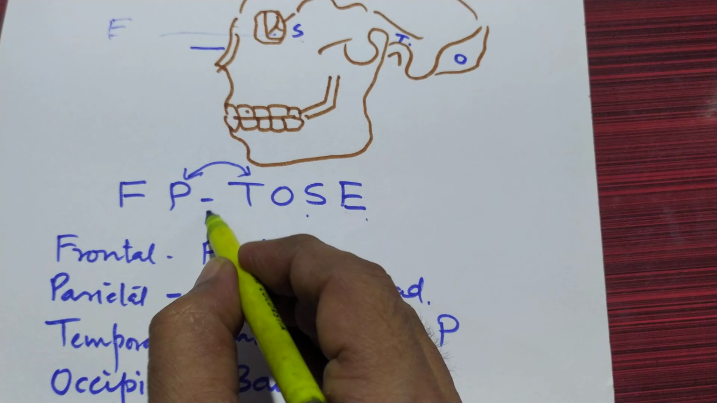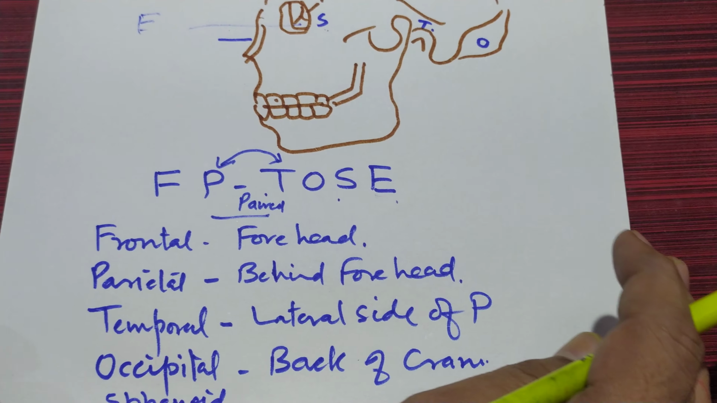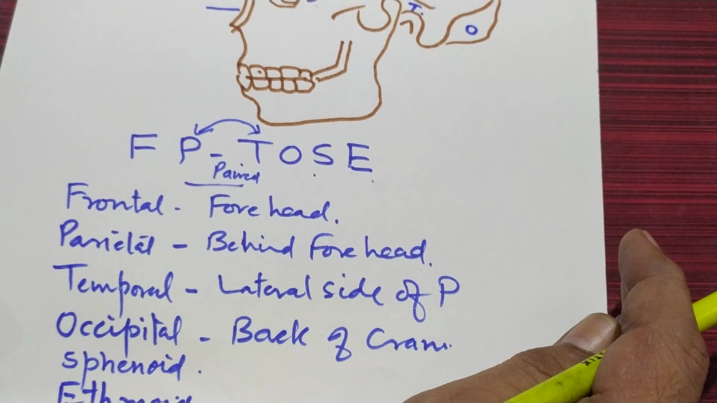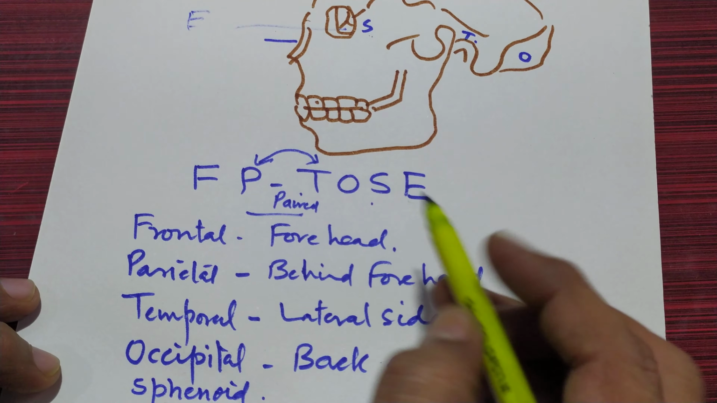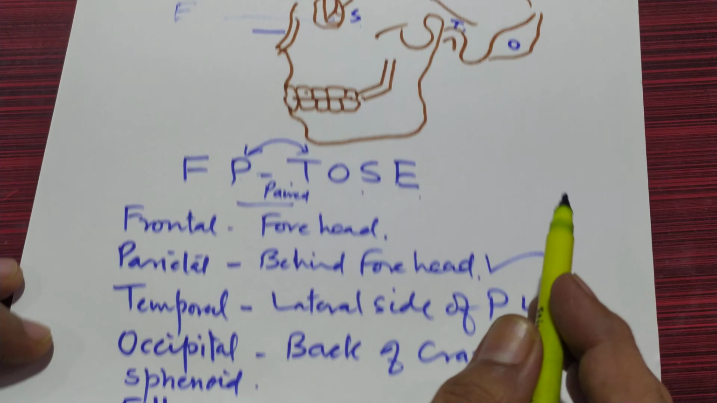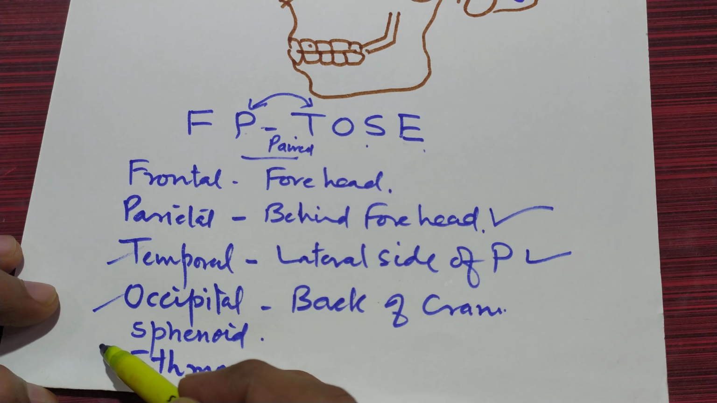Out of these, 2 bones, P parietal and T temporal, are paired. You have to remember this one. In the PMT exam, NEET exam, it has been asked how many of the cranium bones are paired. So you will say that the parietal and the temporal, these are the 2 paired, and the rest of the 4 are unpaired bones.